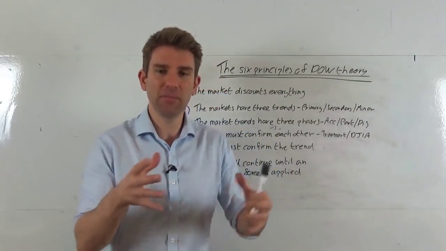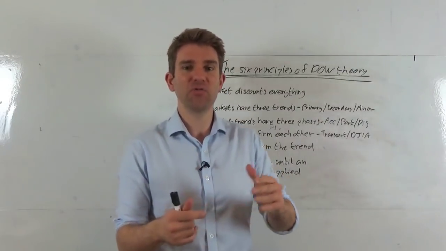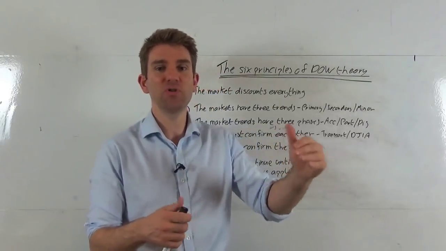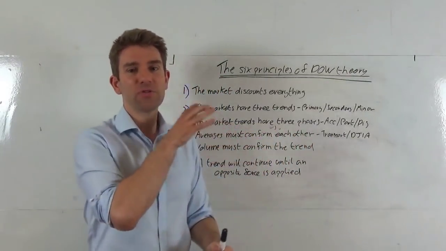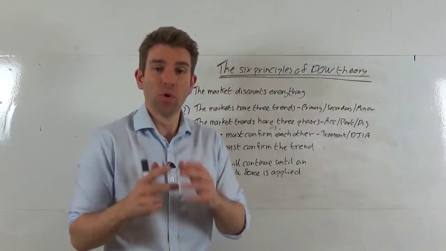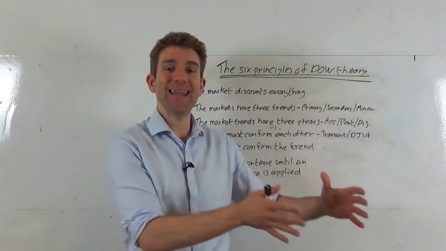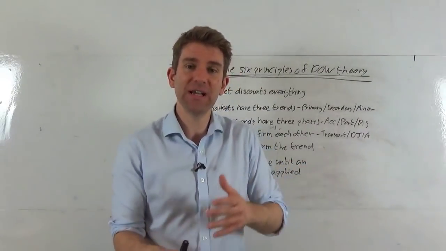So the fallacy I think that most people think about is that, hey, for a trend to keep going, we have to keep having bullish news. No, Dow postulated that actually once it was rolling, unless you had negative news to stop it and reverse it, that thing would keep going.